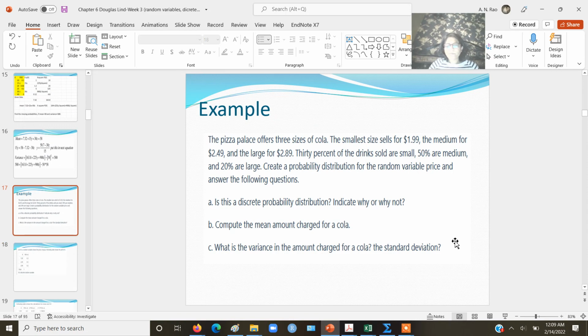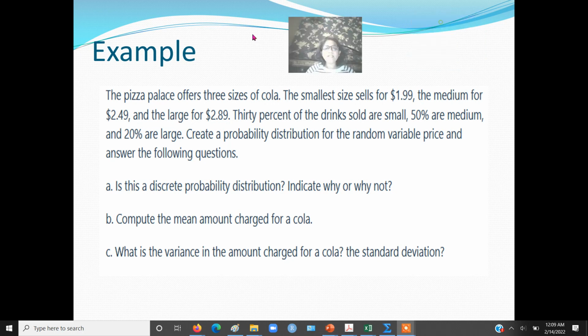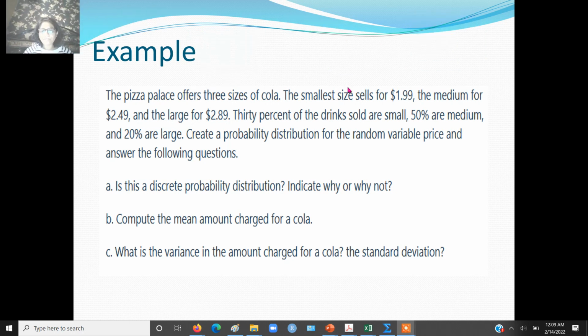Okay, so next we have another example. The Pizza Palace offers 3 types of cola. The smallest size sells for $1.99, the medium one for $2.49, and the large one for $2.89. And then it's given that 30% of the drinks sold are small, 50% are medium, and 20% are large. So we have to make a probability distribution, and then tell whether it's discrete or not. We have to compute its mean and its variance.